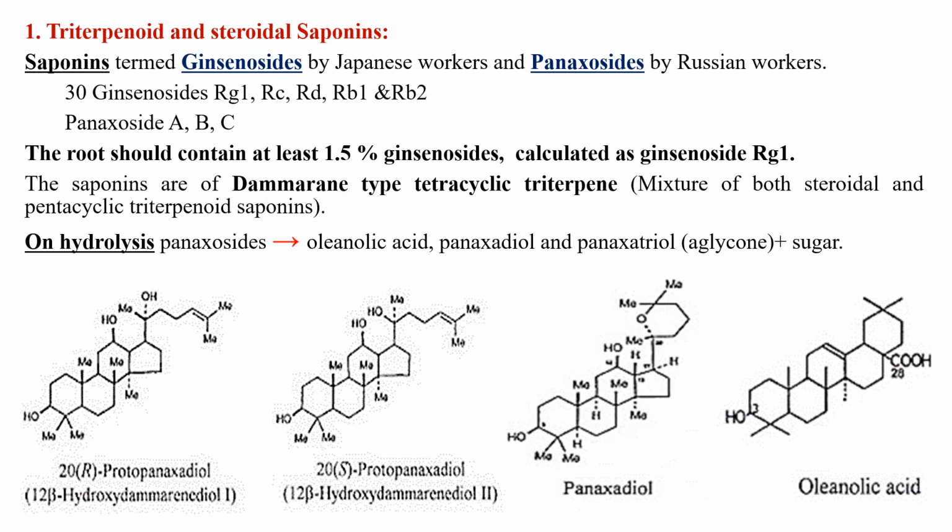The saponins are of the dammarane type, tetracyclic triterpene. It's a mixture of both steroidal and pentacyclic triterpenoidal saponins. Upon hydrolysis, panaxosides or ginsenosides result in aglycone moieties, which may be oleanolic acid or its derivatives, such as this one aglycone, panaxadiol or panaxatriol. This is a steroidal aglycone moiety, like here. This is a panaxadiol moiety which contains two OH groups, so called panaxadiol. Di means 2 hydroxyl groups, or panaxatriol.